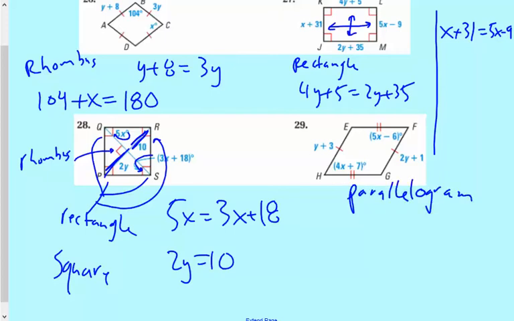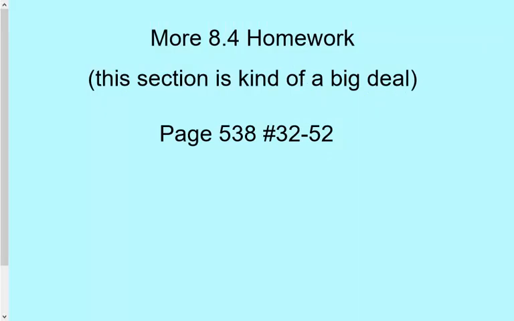And then you could set the opposite sides equal to each other. You could set the opposite angles equal to each other. Solve for x, solve for y. And that would be it. So 32 through 52 is your homework. Make sure you give all these a try.